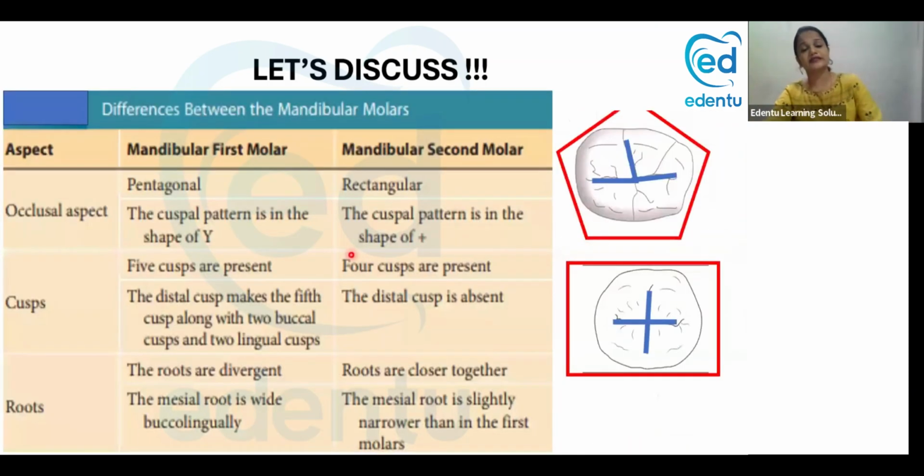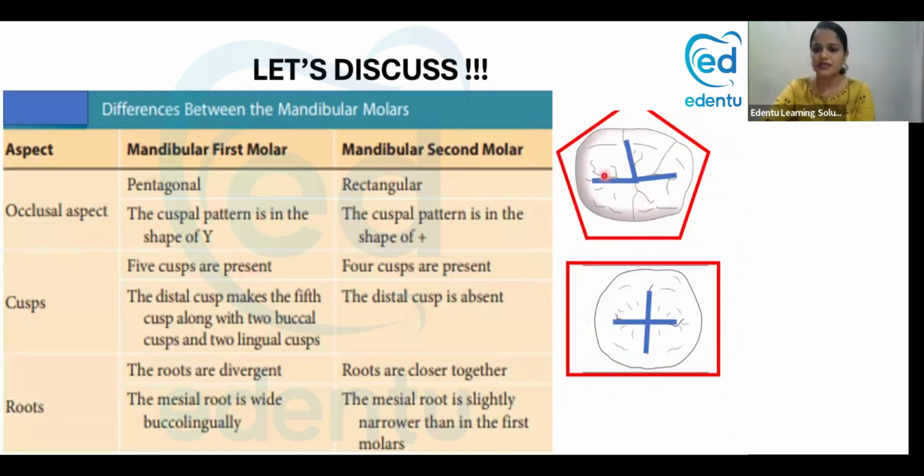And I think you are all familiar with the ridges, cusps and the fossas and all. So let's mainly discuss the differences. How will you differentiate between the first and second molar? If you look at the occlusal aspect of the first molar, it will usually be pentagonal in shape. This is the pentagonal shape of the mandibular first molar, whereas it is usually rectangular in shape in case of the second molar.